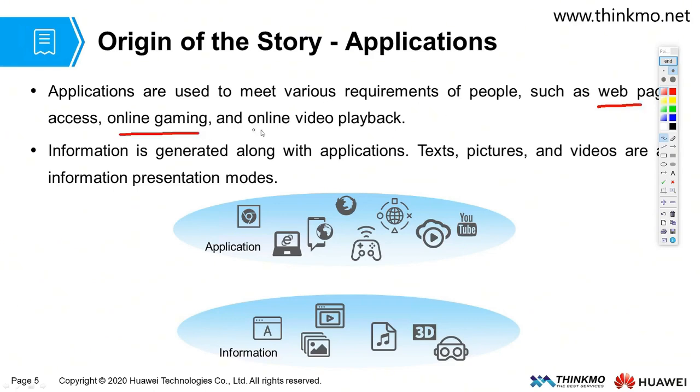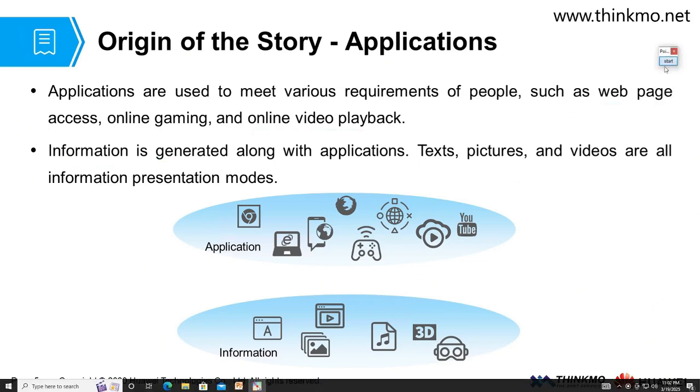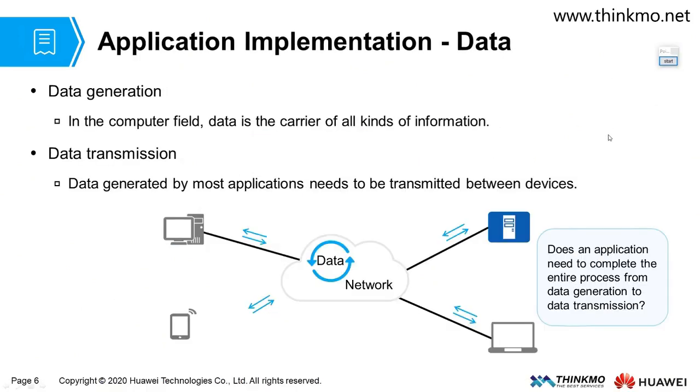When we open a web page, play a game, or watch a video online, we are actually using applications to generate data. What is information? Text, pictures, and videos are all various forms of information. In this process, our computers cannot understand these pictures or videos. They can only understand numbers like 1010, but our equipment compiles them and turns them into something we can understand. In this process, we need to define how the data is generated.